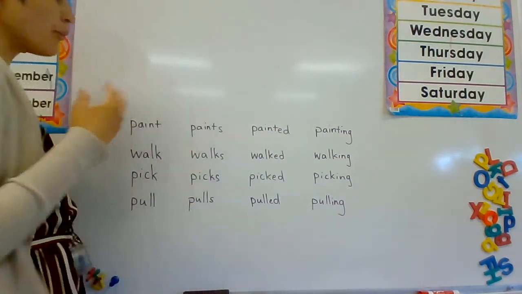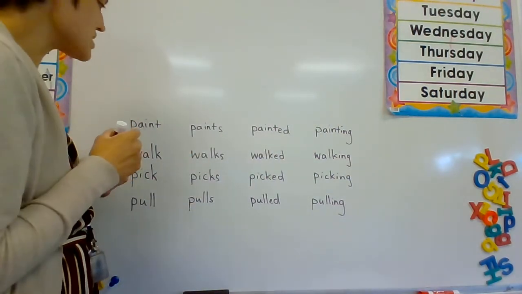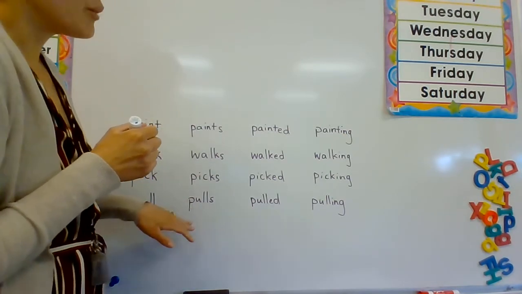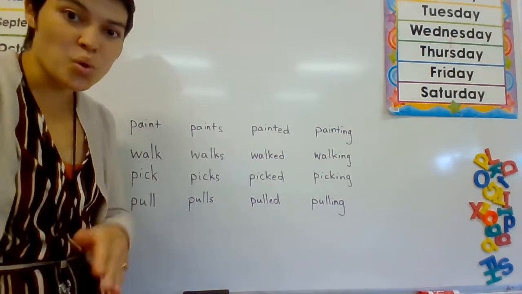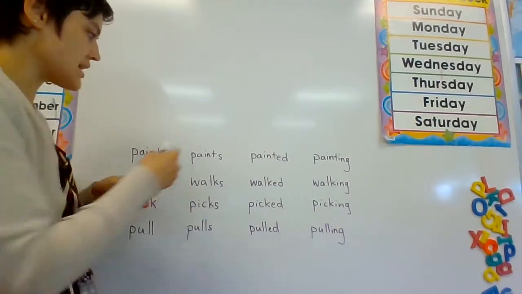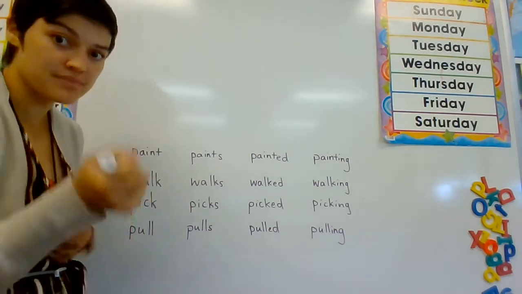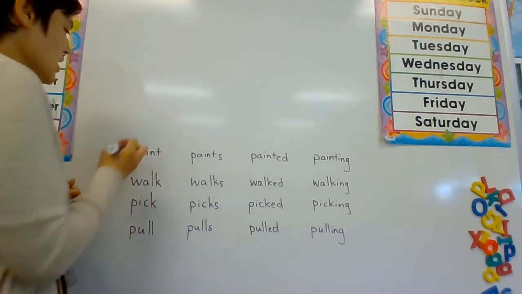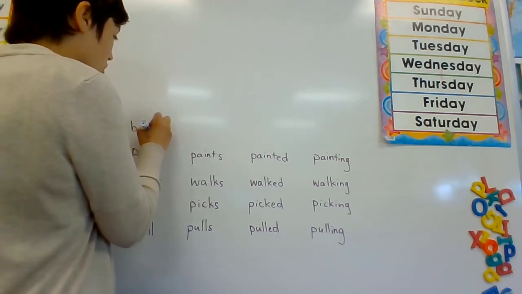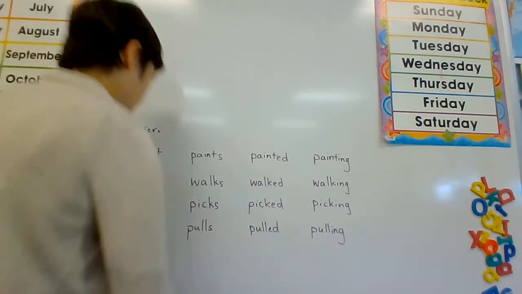So now we are going to look at our base words. We're going to look at some base words, and then we will add some suffixes or word endings. Remember, you add something to the end of a word to change the word. Okay, so I will write base word. That means that's the root word or the word we start with.